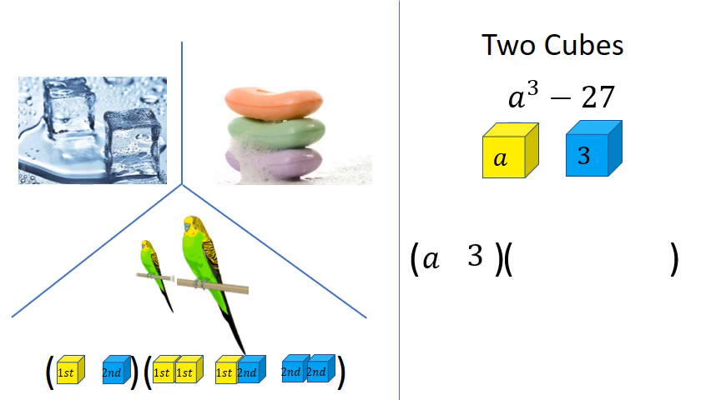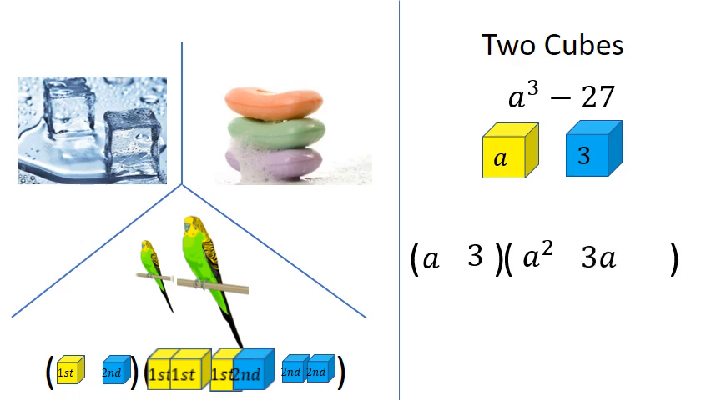The big parentheses are a little trickier. First block times itself, so that's a times a. That's going to be a squared. Then our second part is first building block times second building block. That's going to be 3 times a, which is 3a. And the last one is the second building block times itself, which is going to give us 3 times 3, that's 9.